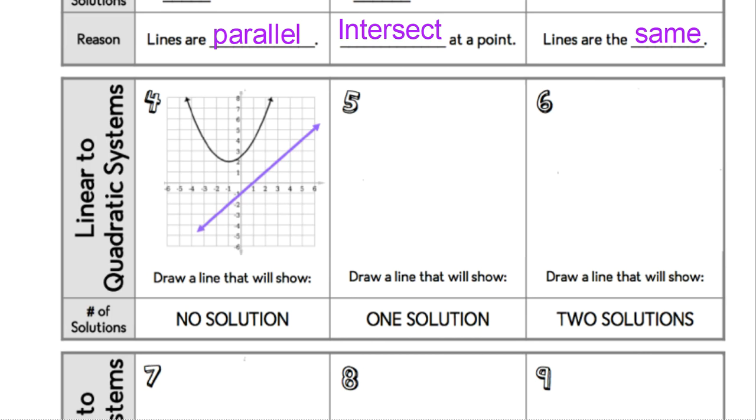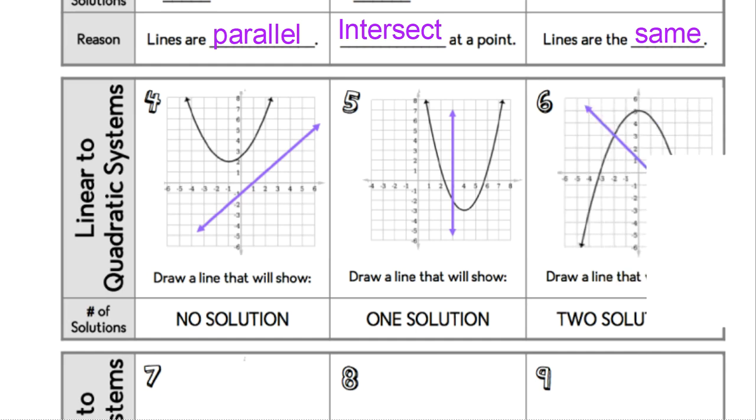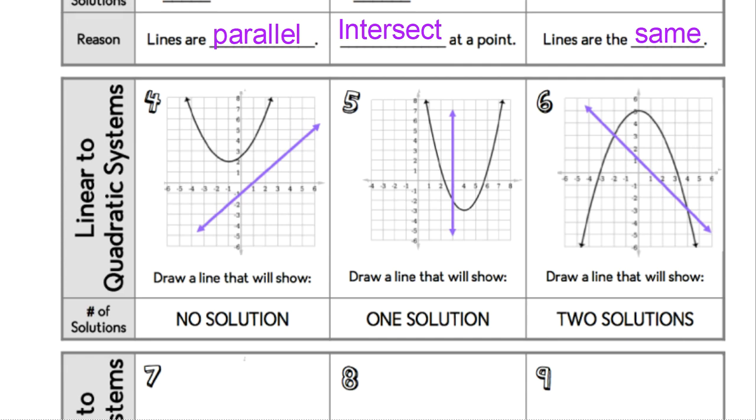The next one is where those two things are going to intersect one time and one time only. An example of that would be like this. The parabola and the line intersect once, but are never going to intersect again. And then finally, and most commonly, our parabolas and our lines are going to have two solutions. They intersect two times. That line is going across the parabola and intersecting it twice.